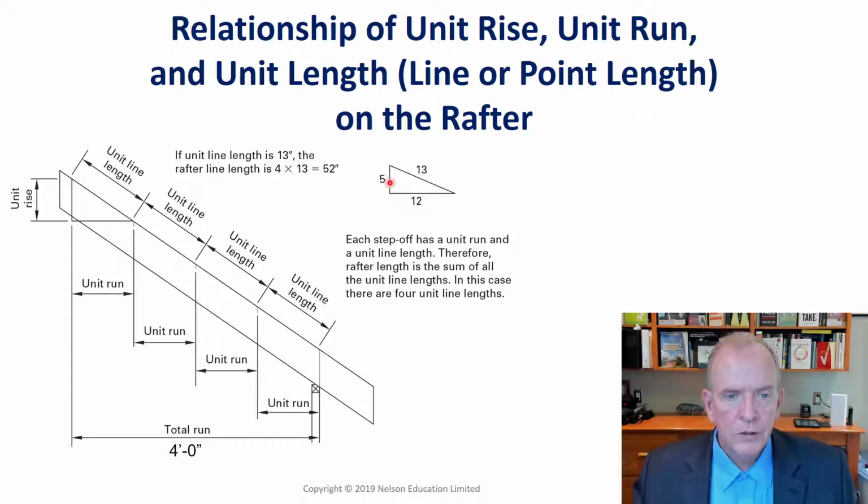If it's a right-angled triangle, then we can call on our old friend Pythagoras: 5 squared plus 12 squared, and the square root of that will give us 13. So 5 squared is 25, plus 12 squared is 144, so that equals 169. Square root of 169, 13 inches. You can do this in your calculator, no problem.